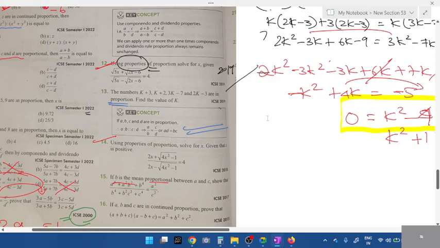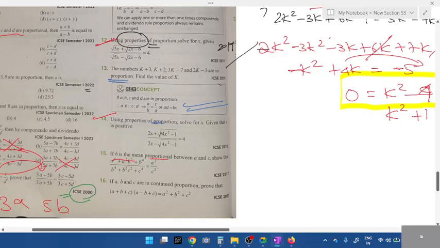14th question, again componendo dividendo property. 2017, 15. Okay, this 15 question I'll solve. Continued proportion. I'll solve this.